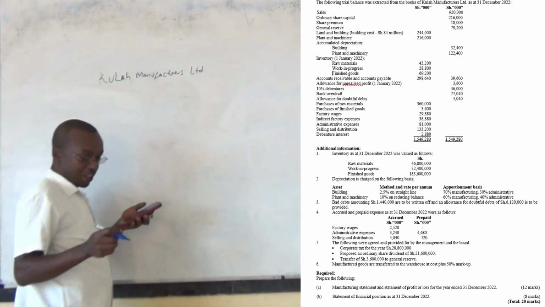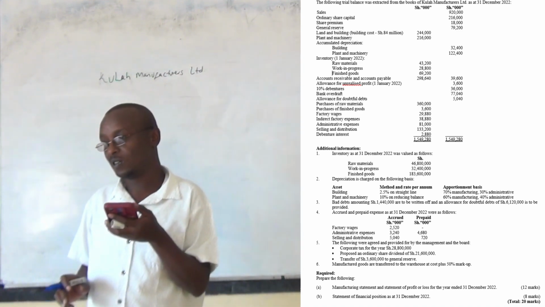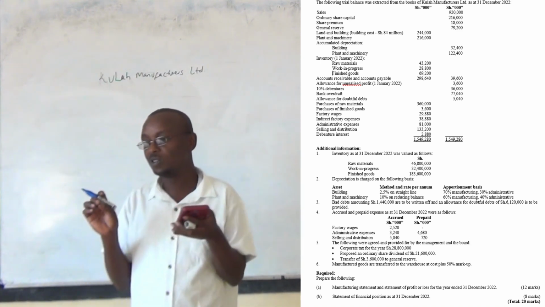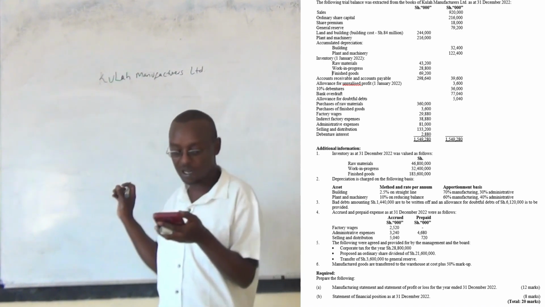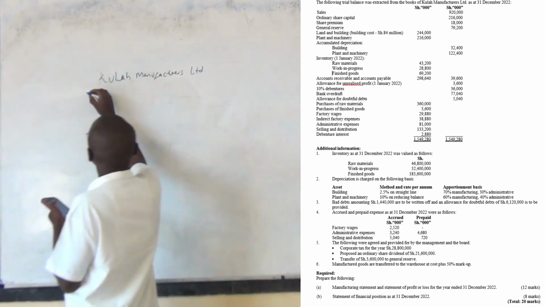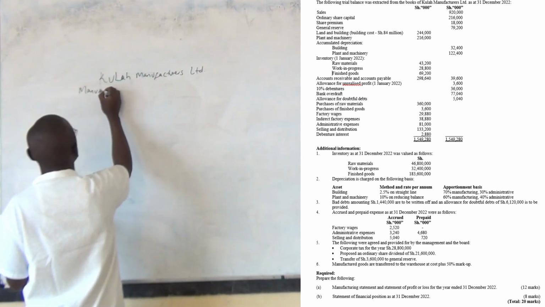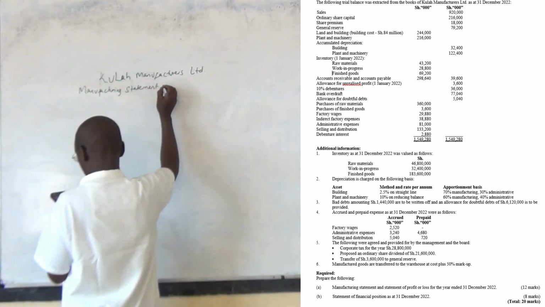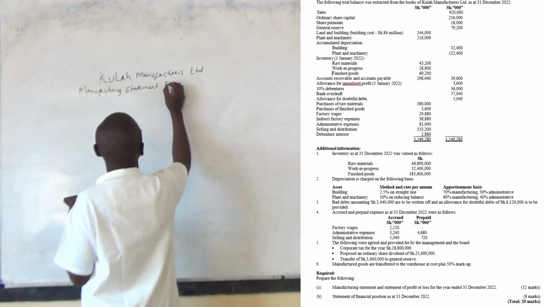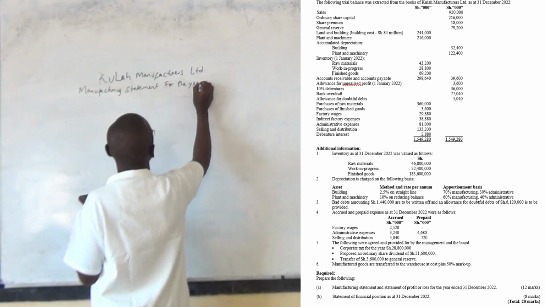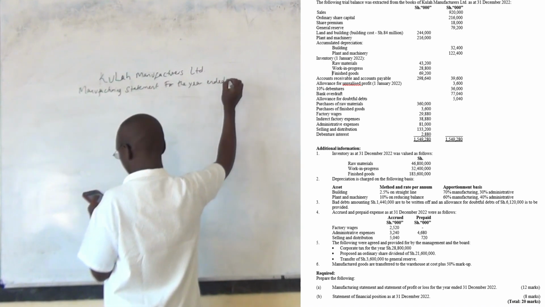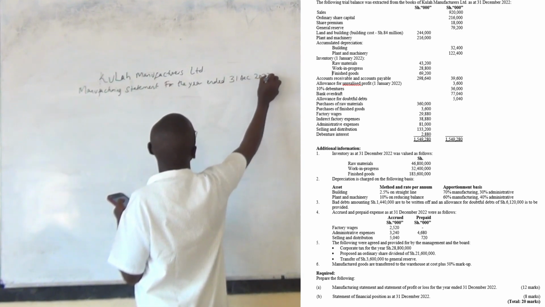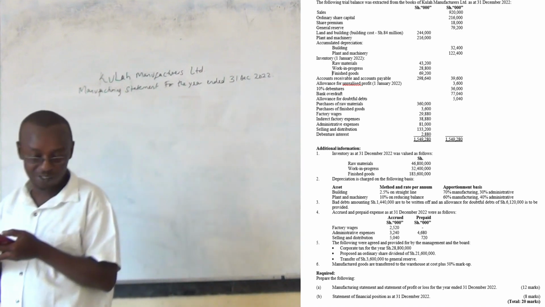Limited. So this question will test two things. It will test your knowledge of manufacturing accounts and also your knowledge of company accounts. Because this is a limited company. So we are to prepare the manufacturing statement. So we can enter 31st December 2022.